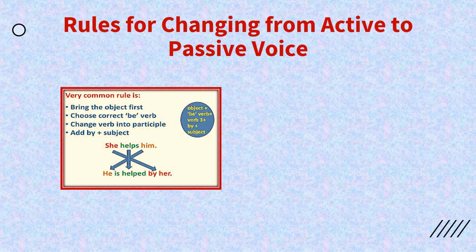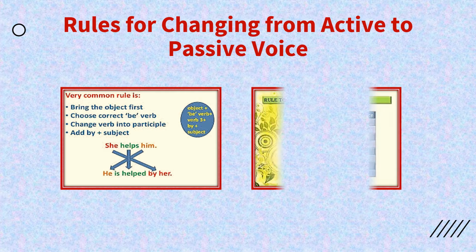Okay, so look at this sentence. She helps him. She is the subject, him is the object. Bring this object first. So him becomes he. Then choose the correct form of the be verb, that is. Helped is the past participle. Adding by, and she becomes her. Now these are the common rules for changing from active to passive.